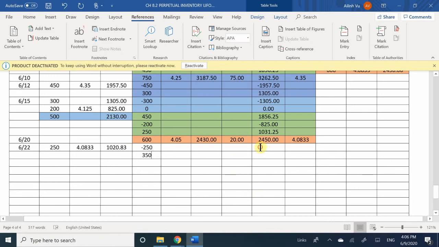You're getting tired too. I am very tired, I can tell you that for sure. So now, if we start with 2450 and we need to subtract 1,020.83, how much do we have remaining? 1,429.17.